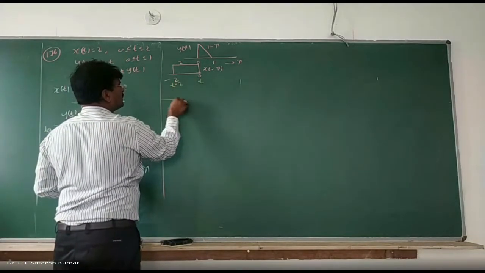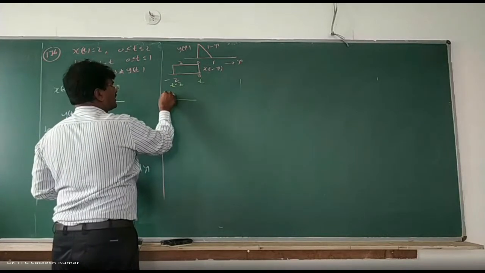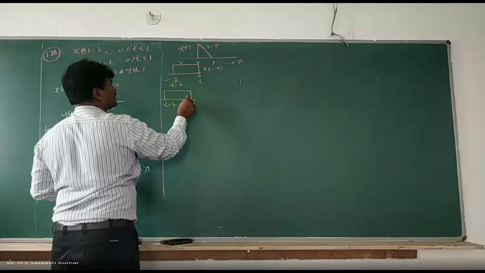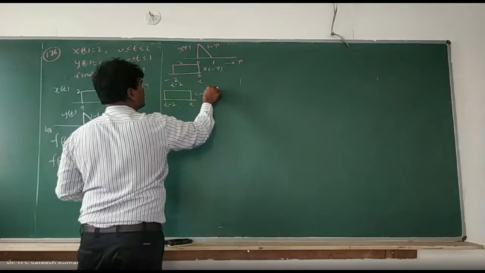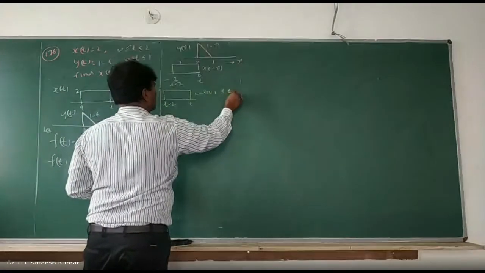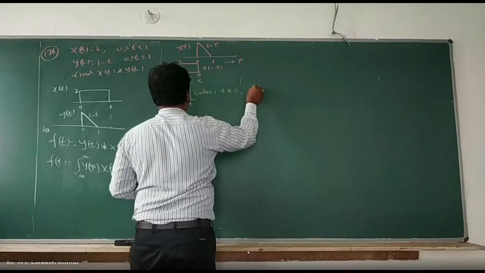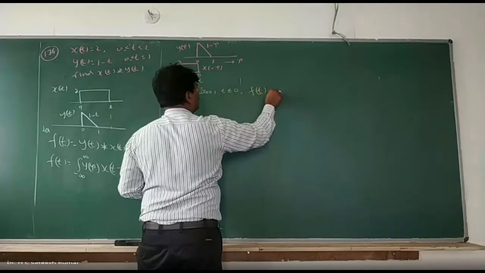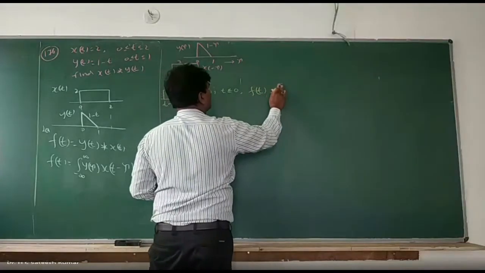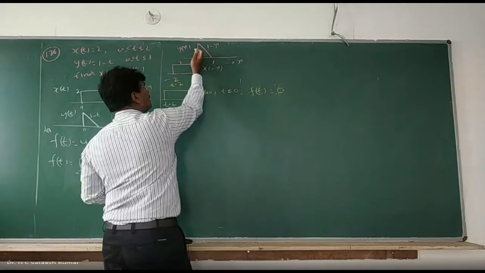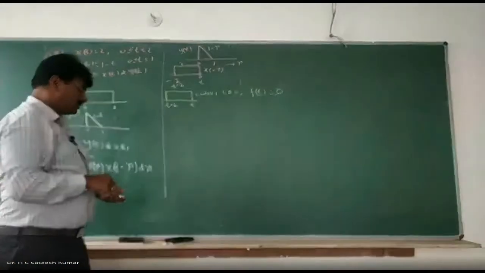Case 1. Case 1 is what? As long as this t is less than or equal to 0, f of t is equal to 0, as long as this t is before 0. Okay. Next case.